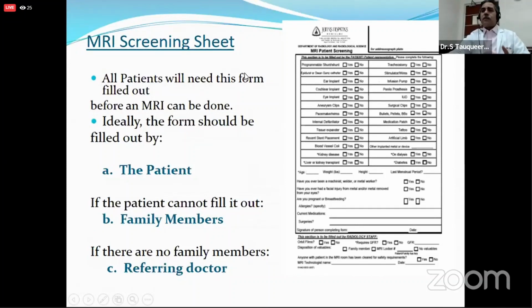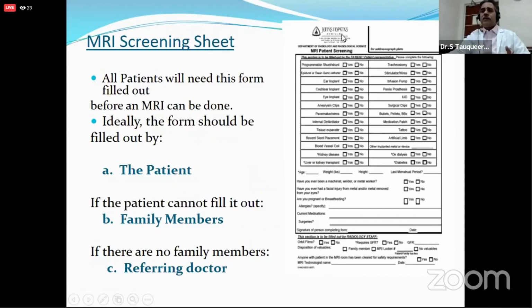These forms should be filled by the patient himself or herself, because the patient would know exactly about whatever operations or surgeries have been done. Or if the patient is not able to fill it for any reason, then family members, and if they are also not there, the referring doctors. Somebody who is more aware about the patient should fill up these forms, because if anything is not documented, then it can be catastrophic again.